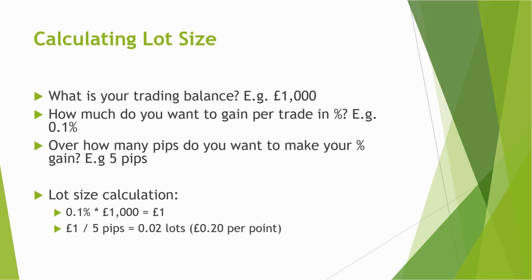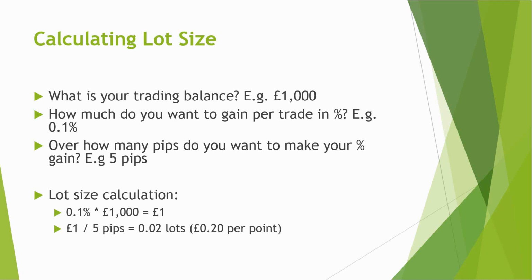So if I want to make £1, or 0.1% gain, in this example, and I want to make it over 5 pips plus spread, it calculates that I need a lot size of 0.02, so two micro lots, which is 20p a point. The EA works all that out for you. You don't need to get involved in it. All you need to know is how much you're trading with, how much you want to make per trade, and over how many pips you want to make it.